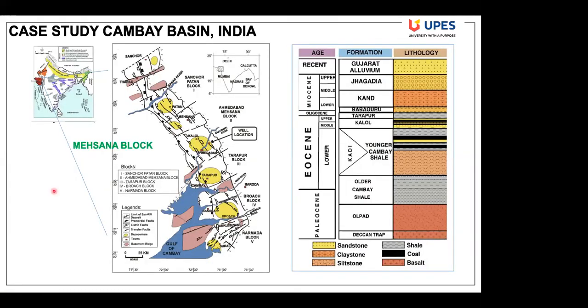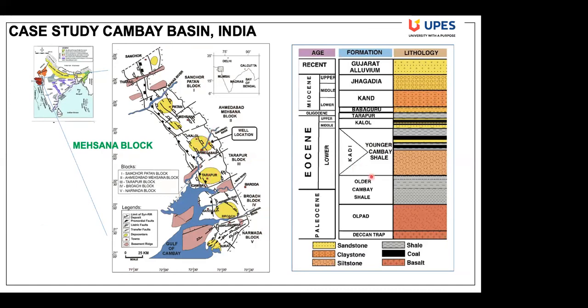This is one case study I'm going to present. This is from India, from the Cambay Basin. This is a rich petroleum province in northwest India. Here, this is a rift basin, and there are lots of tectonic blocks like Sanchor Patan, Ahmedabad, Mehsana, Tarapur block, Broach block, Narmada blocks. These blocks are divided based on the rifting pattern. So there are lows as well as highs in this basin.